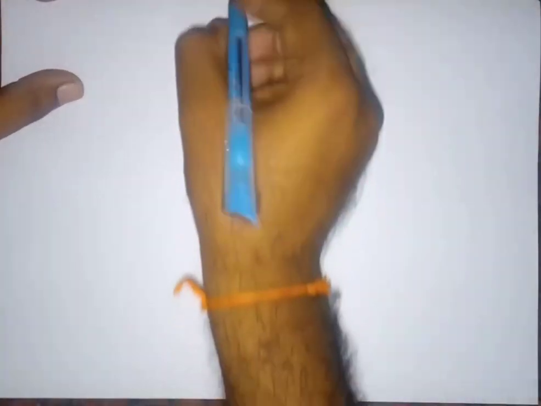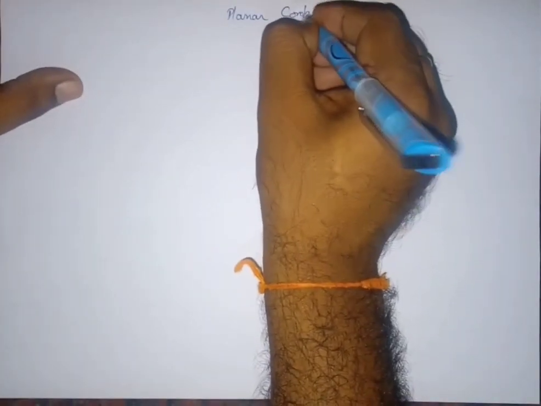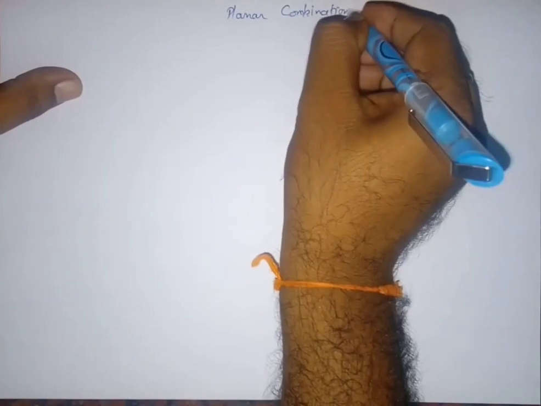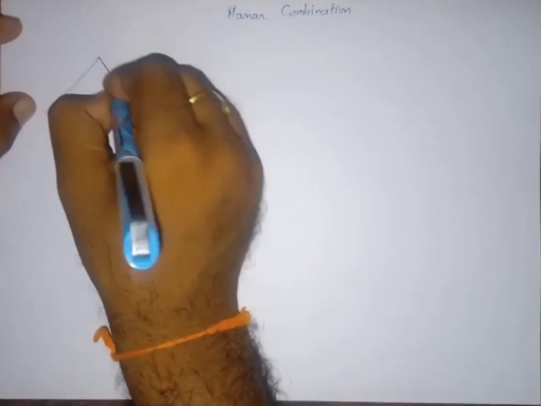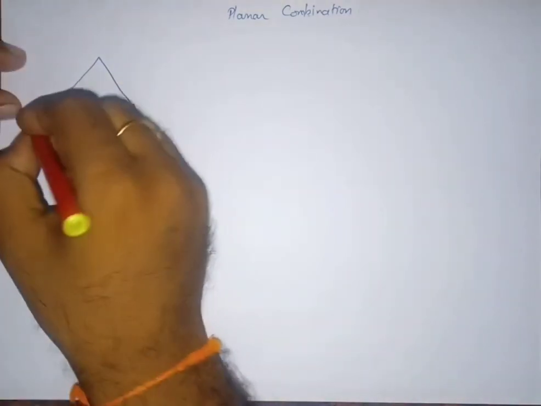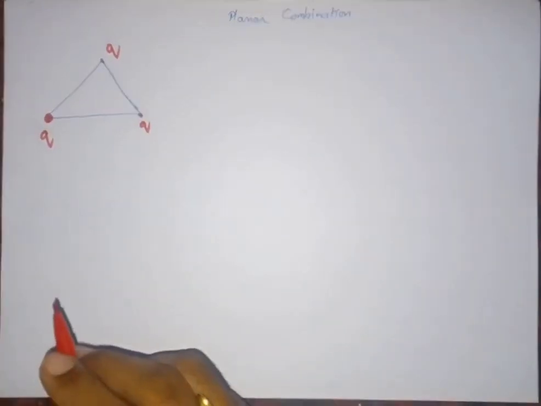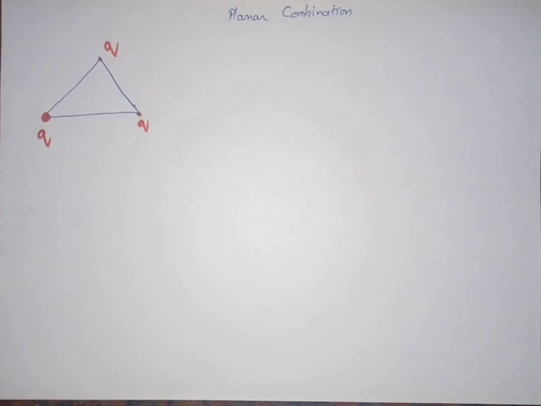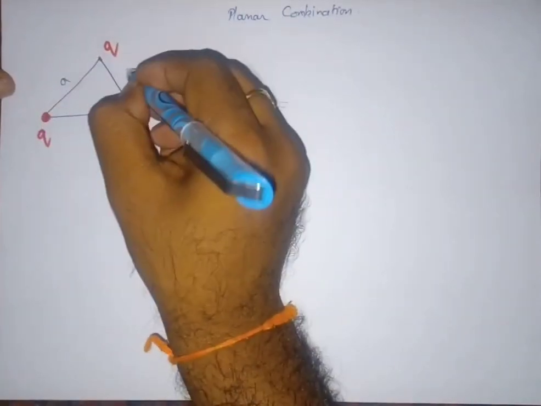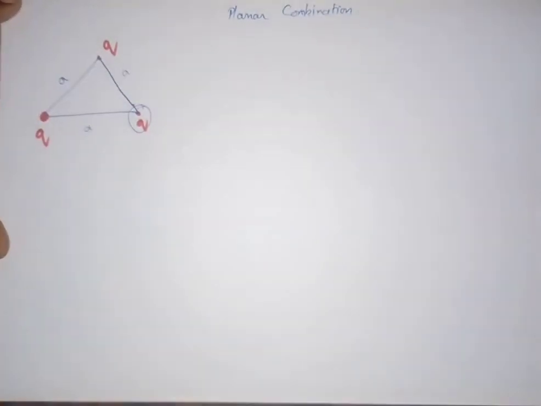Now moving on to the next one, planar combination. Okay, here let us take one triangle. It's just a normal triangle. We have three charges on it. One of them is at this vertex, the other one is at this vertex, and this. So there are 3 point charges placed at the vertices of a triangle of side A, and it's an equilateral triangle. What is the force experienced by any one of the charges?